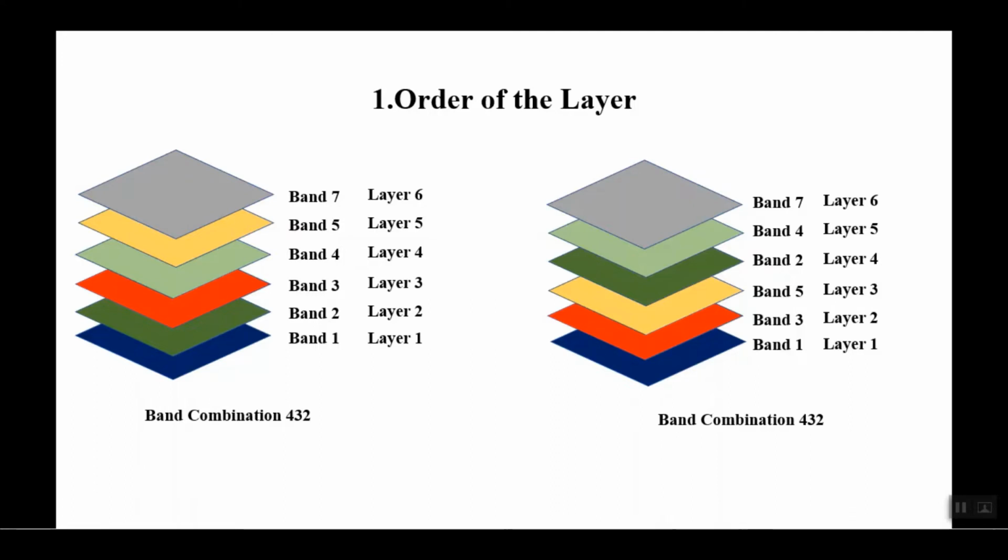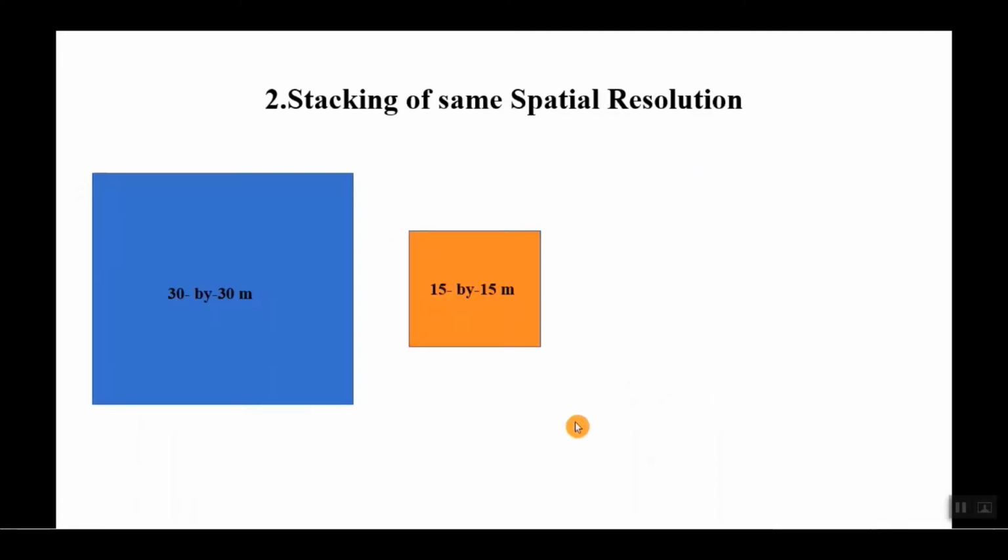The next one is stacking of the same spatial resolution. There is no problem to stack different spatial resolutions, but it will be stacked at the higher spatial resolution. For example, I have a 30 by 30 meter pixel of Landsat 8 multispectral bands and a 15 by 15 meter pixel of Landsat 8 panchromatic. So what happens when I stack both? It will be stacked at the higher spatial resolution.